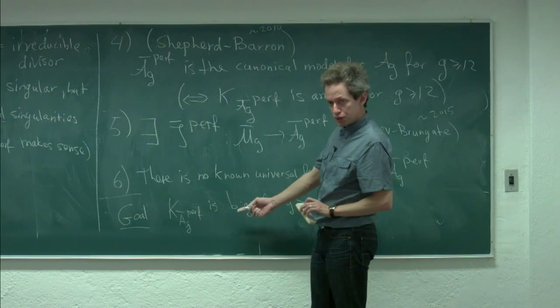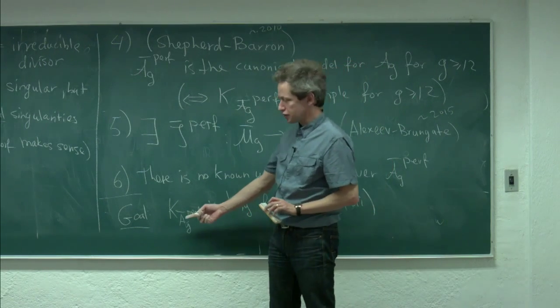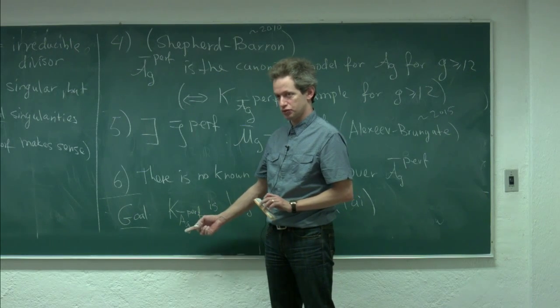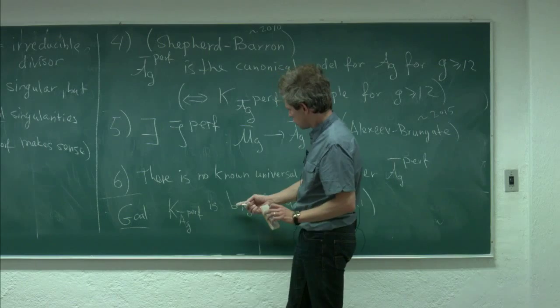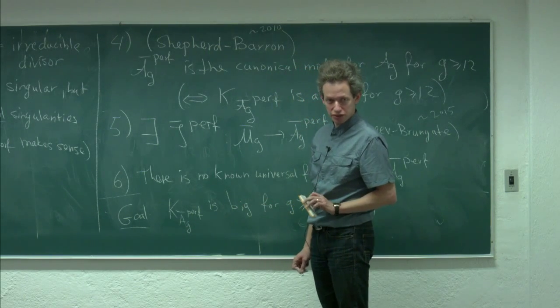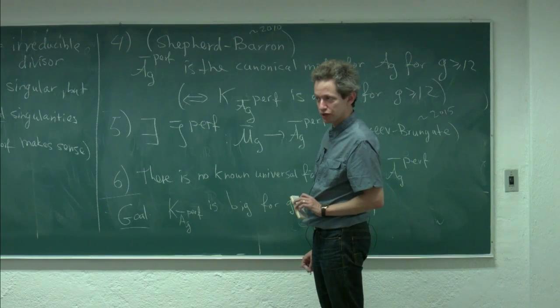Okay? Big means that this thing is of general type. In terms of Kodaira dimension, I don't want to go into this. So big essentially means it's epsilon better than effective. Okay? And that's what I'll prove.